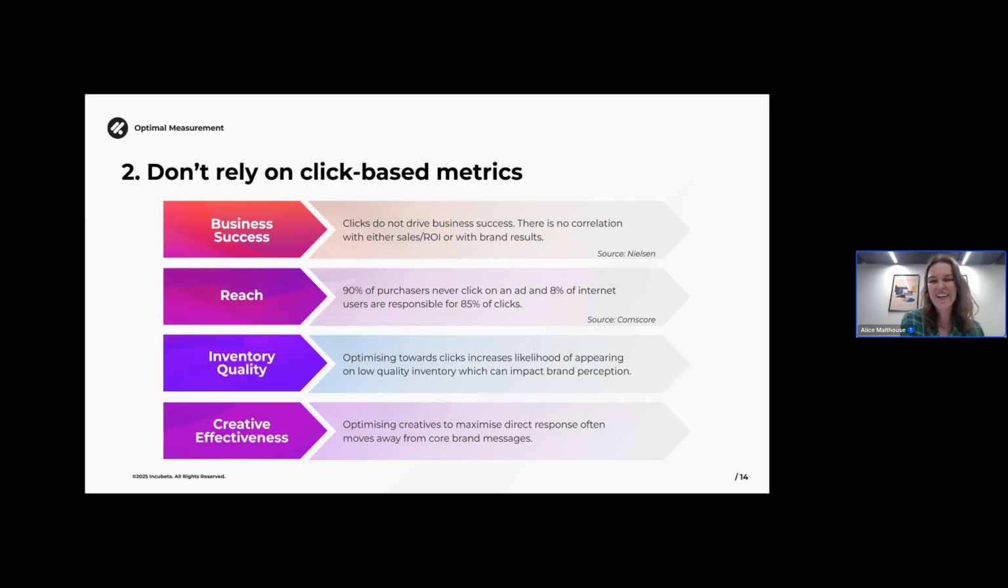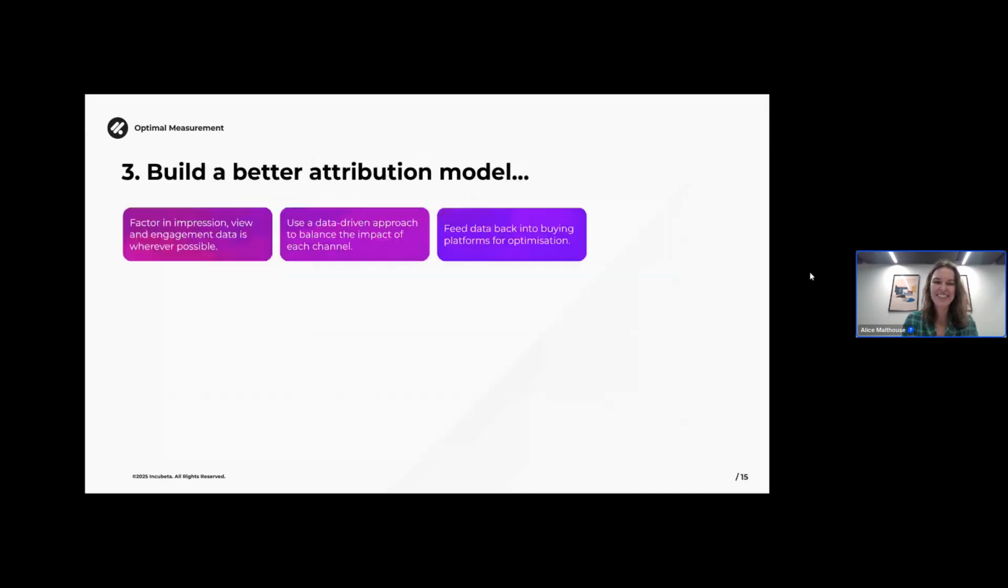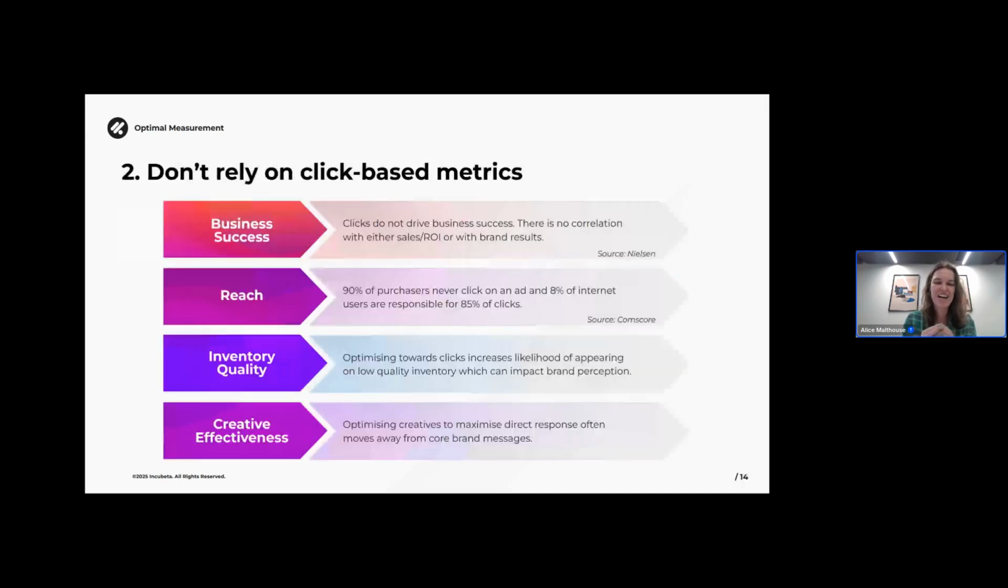But you shouldn't rely on your click-based metrics for several reasons. First is your business success. Clicks don't drive business success, and there's no correlation between people clicking on a programmatic ad and generating sales. Also with reach, 90% of people never click on an ad, and it's just 8% of users who are clicking on 85% of ads. So this just means that if you are trying to reach people based on clicks, you're going to be going to a really narrow pool of users.